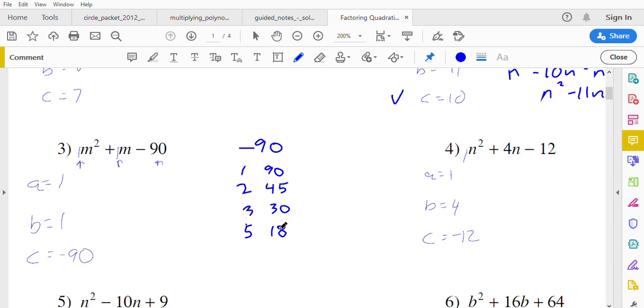Okay. Does 6 go into 90? Yes, it does. So if we watch this pattern here, this number is going up, and this set of numbers is going down. So 6 goes into 90.